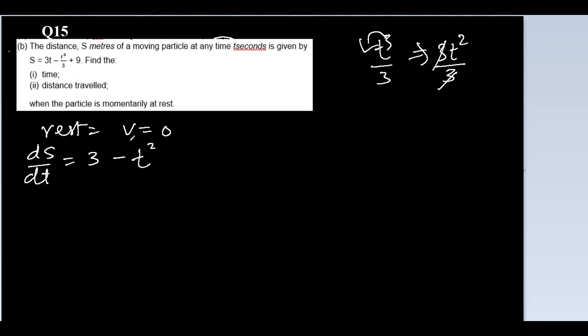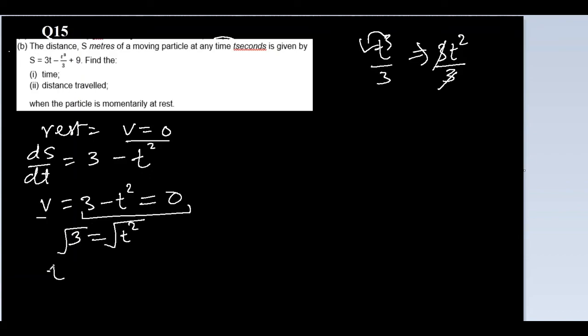Now they said momentarily at rest, that means v equal to 3 minus t square is equal to 0, because velocity is 0 at rest. So we will make the equation like this, and we'll see 3 equal to t square, square root both sides. So the time when it is momentarily at rest is square root 3. It should be plus minus square root 3, but time cannot be negative, so we'll just write square root 3. This is the time, the answer of the first part. If you want to write in decimal, 1.73 seconds.